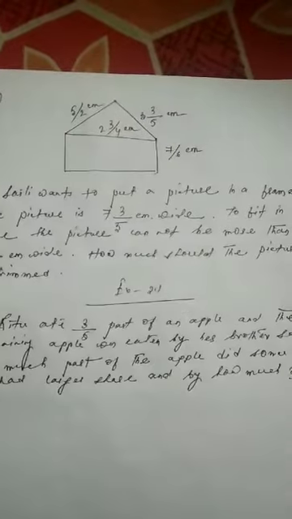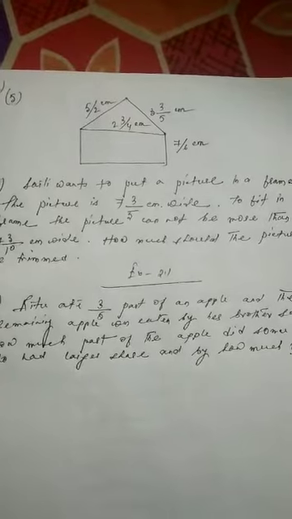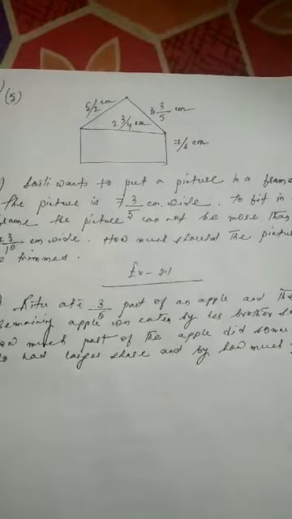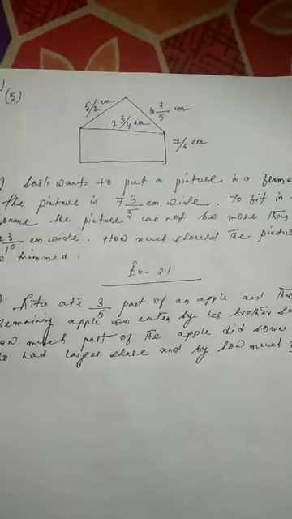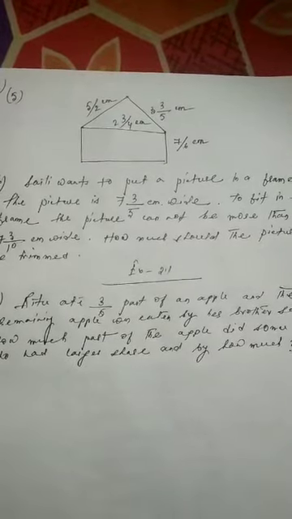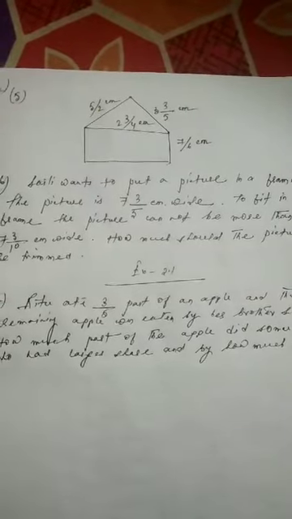So here in this particular question number 5, there are two adjoint figures. One is a triangle, another one is a rectangle. Both are adjoint figures, and we have to find their perimeters and compare which figure has the larger perimeter, whether the triangle or this rectangle.